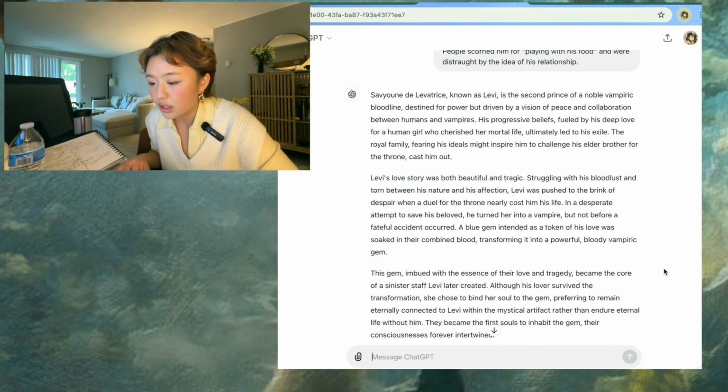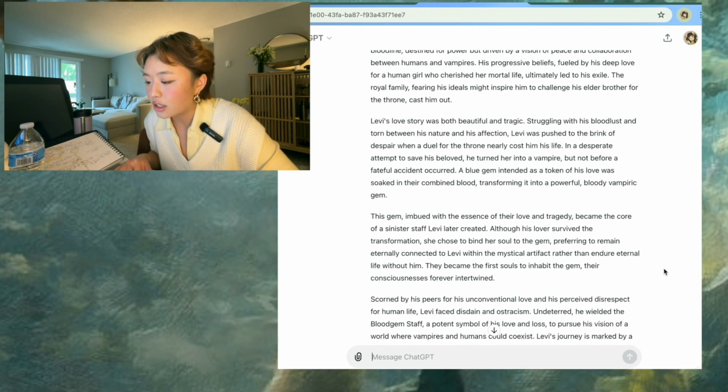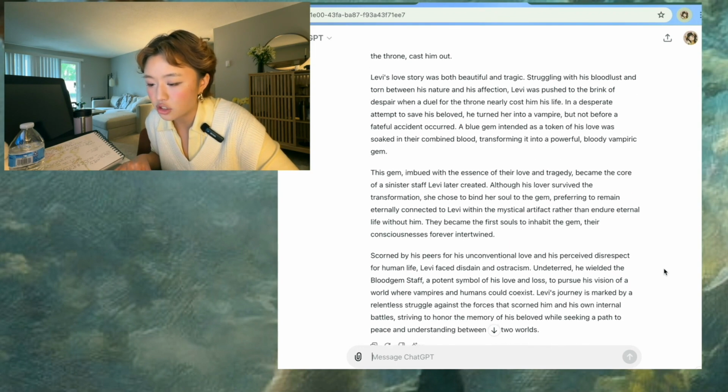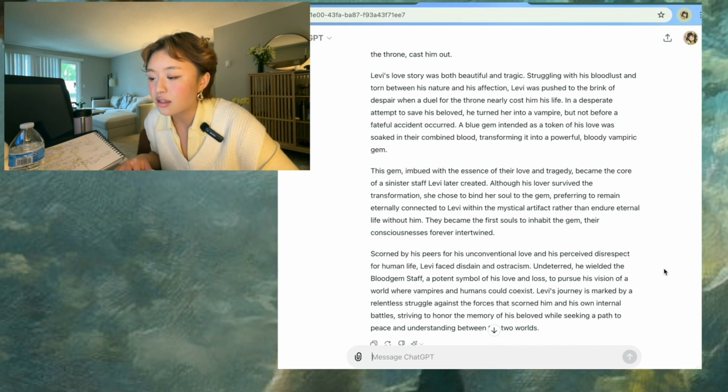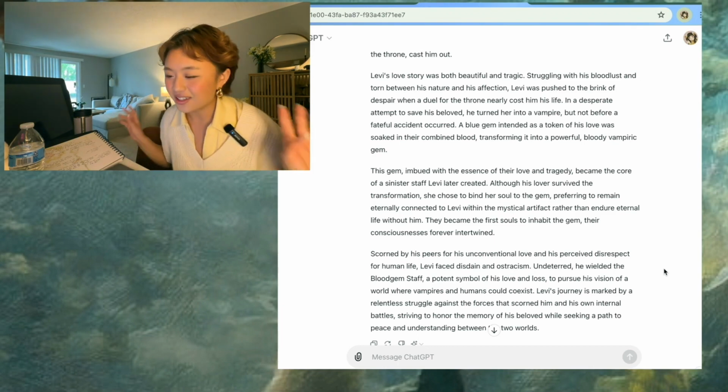Levi was pushed to the brink of despair when a duel for the throne nearly cost him his life. In a desperate attempt to save his beloved, he turned her into a vampire, but not before a fateful accident occurred. A blue gem intended as a token of his love was soaked in their combined blood, transforming it into a powerful bloody vampiric gem. This gem, imbued with the essence of their love and tragedy, became the core of a sinister staff Levi later created.